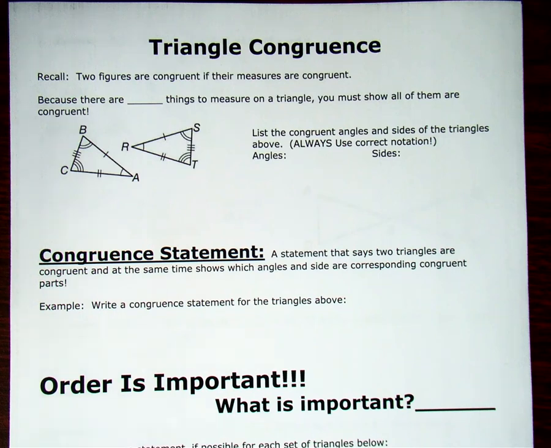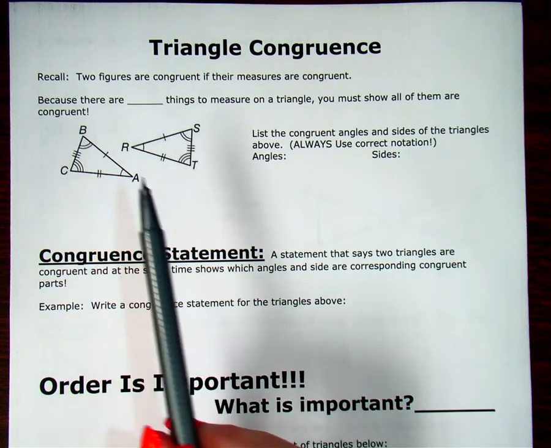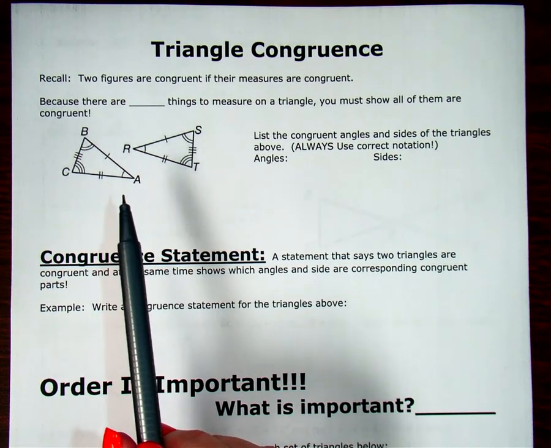Hi, today we're going to look at triangle congruence. Two figures are congruent if all of their measures are congruent. So think about how many things there are to measure on a triangle. A lot of times if I ask you, how many things are there to measure on a triangle?